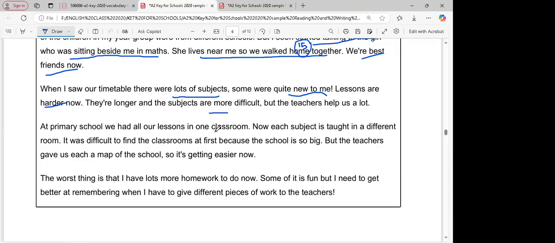At primary school, we had all lessons in one classroom. Now each subject is taught in a different room. It was difficult to find the classroom at first because the school is so big. Okay, here is the idea she says, why she could not find her class at first, but the teachers gave us each a map of the school, so it's getting easier now. Because of the map it is easier, but she mentioned why she could not find it at first: because the school is so big, right?